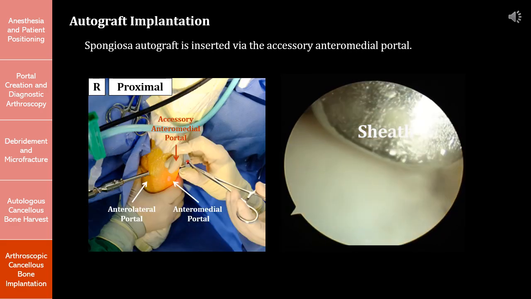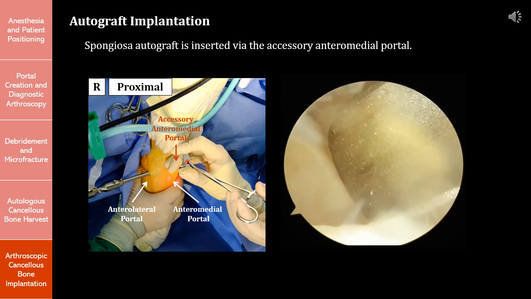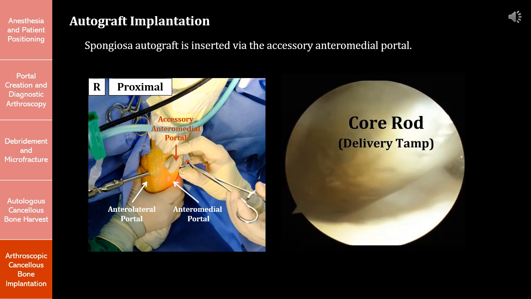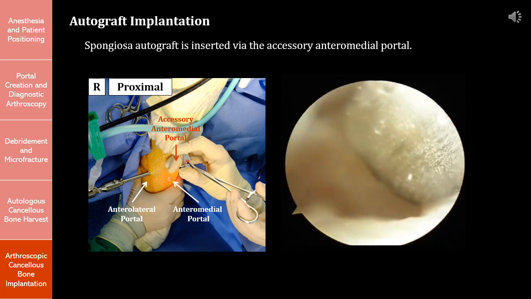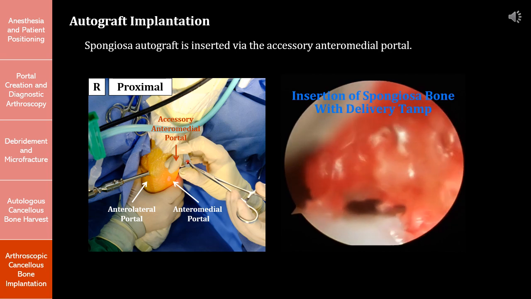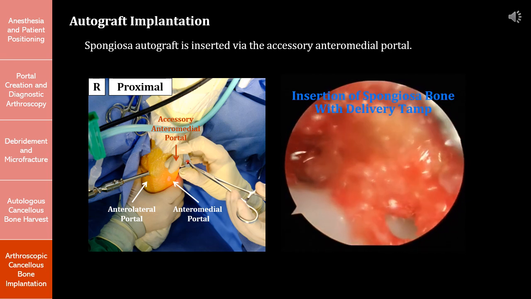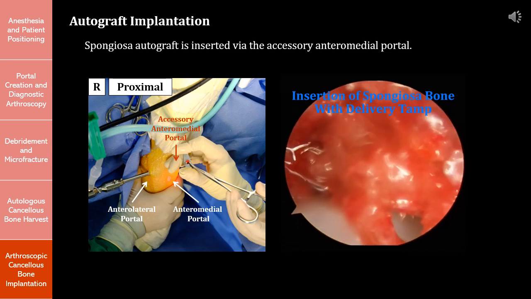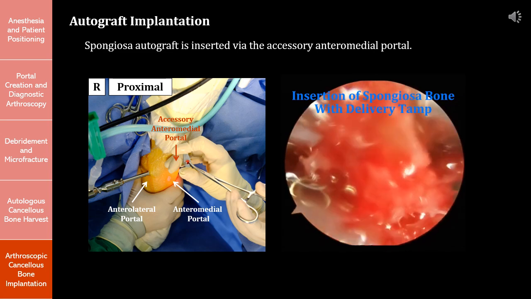A dry arthroscopic technique is applied, with the fluid within the joint being aspirated using a shaver aspirator. The apparatus is introduced into the cavity through the accessory portal with visualization from the anteromedial portal. Cancellous bone is first placed in the sheath, and then the core rod is inserted into the sheath to push the graft out and insert it into the lesion.